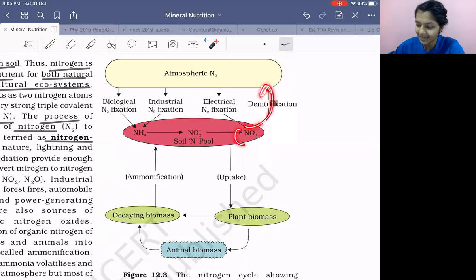And if this nitrate is again getting converted to nitrogen, what is that process? That is the reverse process of nitrification. So what will you call it?